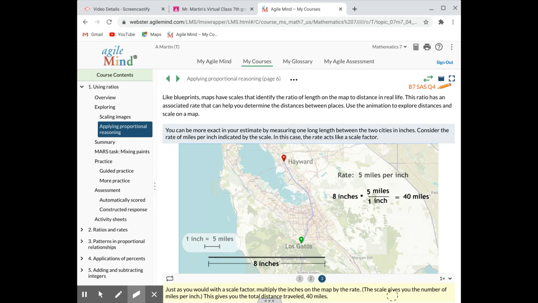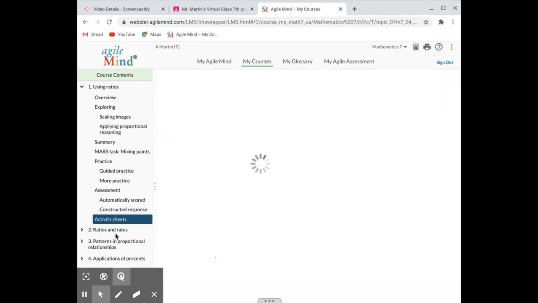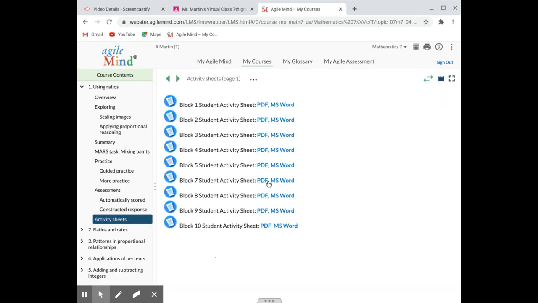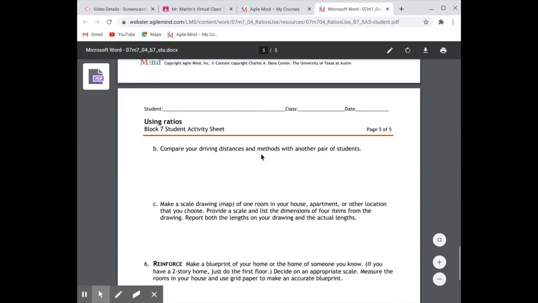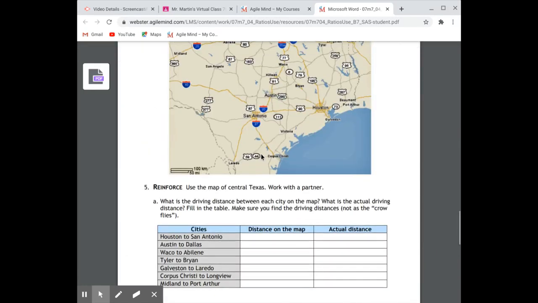What does it say our scale is? Nobody knows. I'm pulling up my activity sheet. Give me 2 seconds. All right, number 5. There it is, right there. 50 miles. All right, we got 50 miles, and that is 100 kilometers.